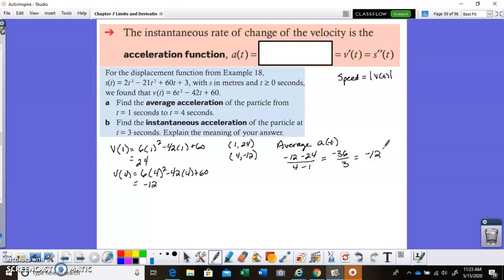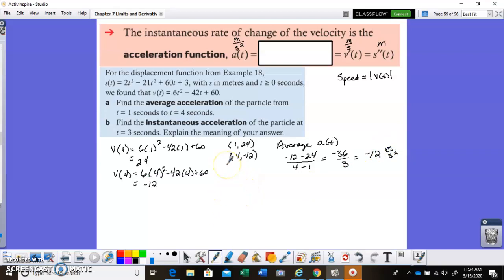The units for displacement is meters, the units for velocity is meters per second, and the unit for acceleration is meters per second squared. Some of you like to write that with a negative exponent, that's fine as well. So this is meters per second squared. That's our average acceleration between those 2 points.